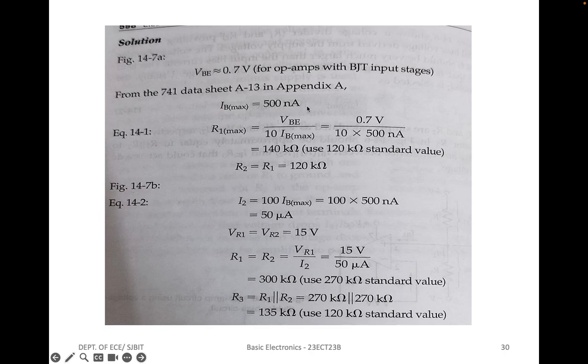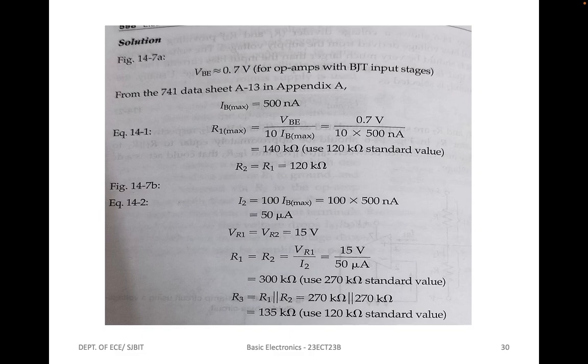The IB max is equal to 500 nano amps. So R1 max is equal to VBE by 10 IB max, with VBE equal to 0.7 volts. By substituting the values, we get the result for R1 max around 140 kilo ohm. So a 120 kilo ohm resistor can be used, which is a standard value, and choosing R2 equal to R1 as 120 kilo ohm.